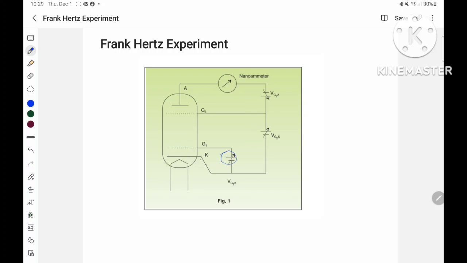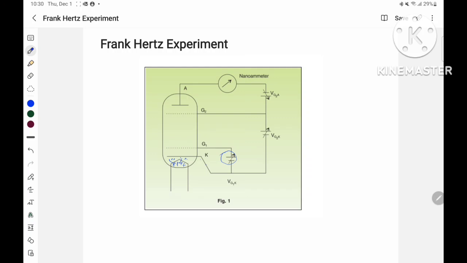When the electrons come out of the metal, there will be some positive charge accumulated. There will be some positive charge which will be generated here. This will try to pull these newly formed electrons back into the metal, right? So we don't want that to happen.